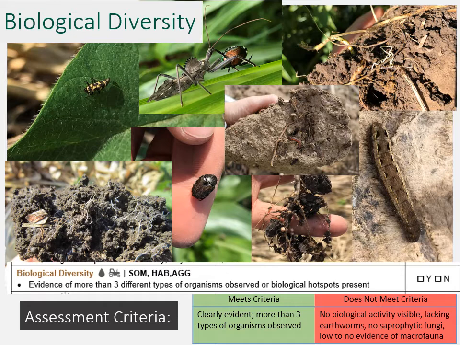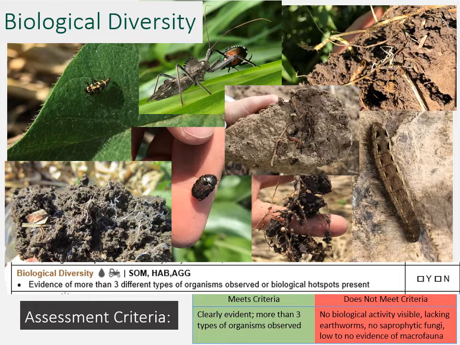Here, a picture in the middle shows a legume root with nodules on it. If you can see active nodules on a plant, you can count that as evidence of an organism. Because in that symbiotic relationship, the rhizobium bacteria is residing in that nodule and actively fixing nitrogen from the atmosphere and giving that plant available nitrogen to that soybean plant. So that's a great example of another evidence of an organism.